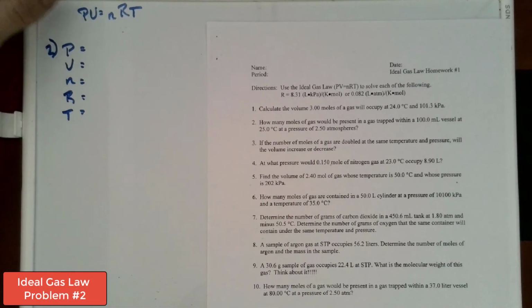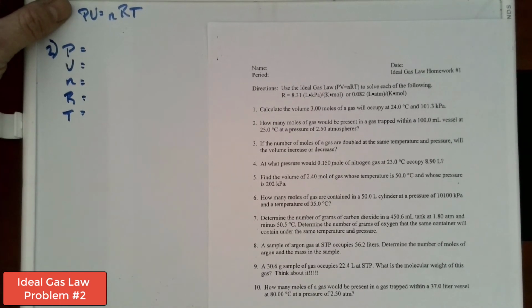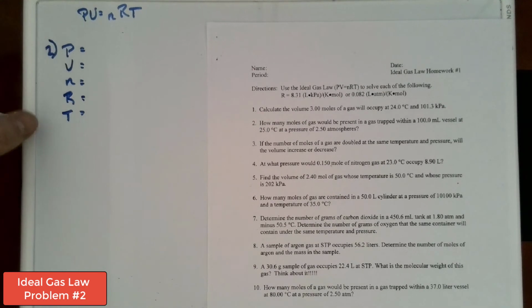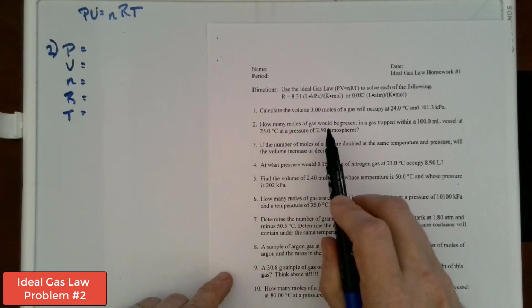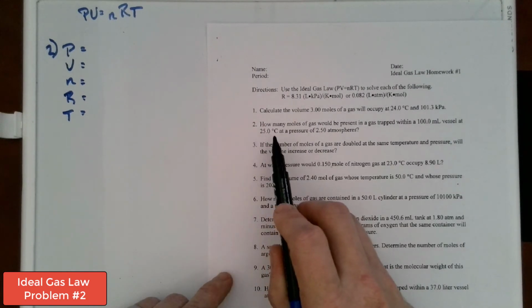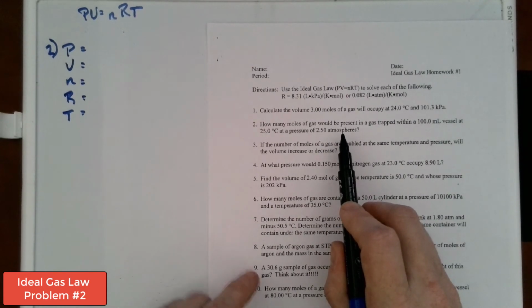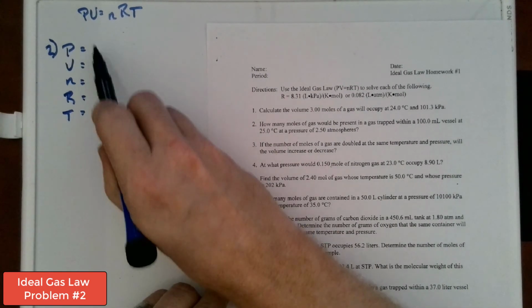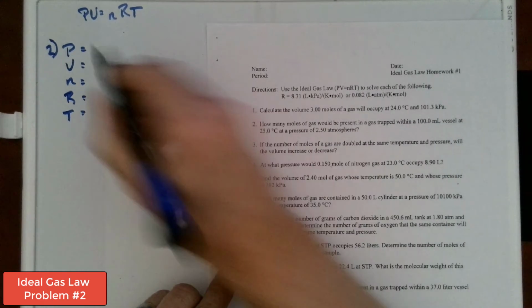I'm going to work on problem number 2 next. I have everything set up. I know I'm going to be working with the ideal gas law, so I wrote down PV equals nRT. I have my variables listed here. Let's take a look at number 2. How many moles of a gas would be present in a gas trapped within a 100 milliliter vessel at 25 degrees C at a pressure of 2.5 atmospheres? Looking at this problem here, I can identify pressure first. It looks like my pressure is 2.5 atmospheres.